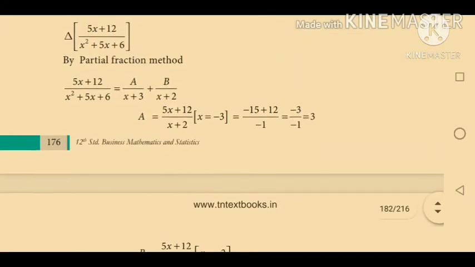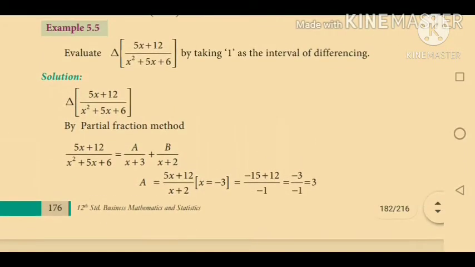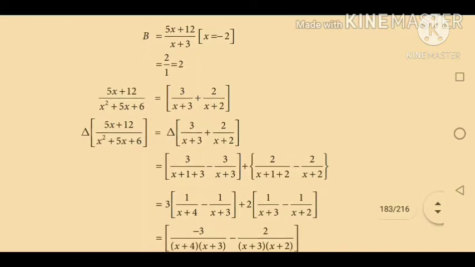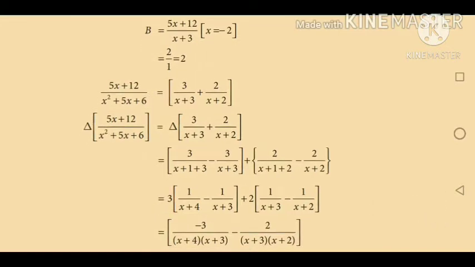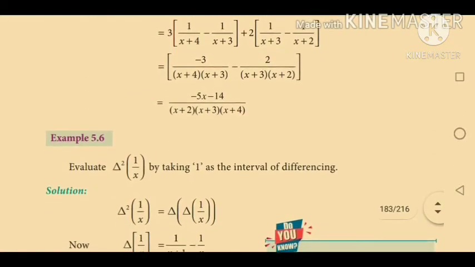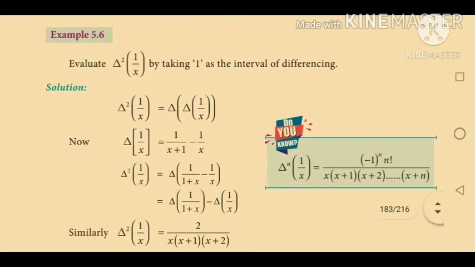Then they are asking about the partial fraction method, that is, find delta of (5x plus 12) divided by (x square plus 5x plus 6) equals delta into 3 by x plus 3 plus 2 by x plus 2. So here 3 by x plus 1 plus 3, that is I am adding 1 on both sides, to both fractions. Okay, then minus 3 by x plus 3 plus 2 by x plus 1 plus 2 minus 2 by x plus 2. We are getting the answer minus (5x minus 14) after simplification, over (x plus 2)(x plus 3)(x plus 4).